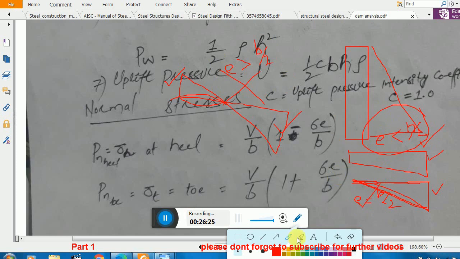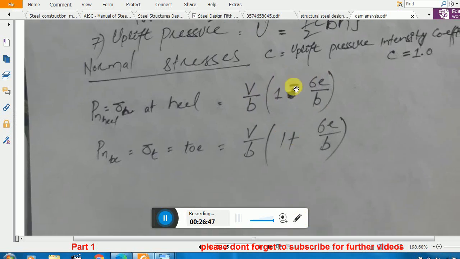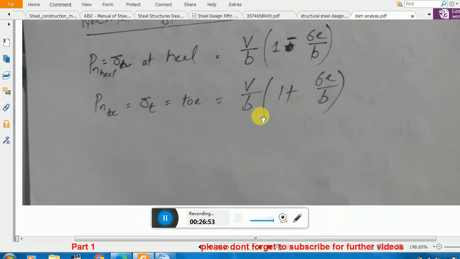Now, we have stresses at the heel and we have stresses at the toe. So, at the heel, we have to check for tensile stresses. So, V, that is the total vertical load of the dam, divided by B, into 1 minus 6e divided by B. And at the toe, the same equation, but here we have a plus sign. Okay? So, you will see in calculation how we will check these limitations.